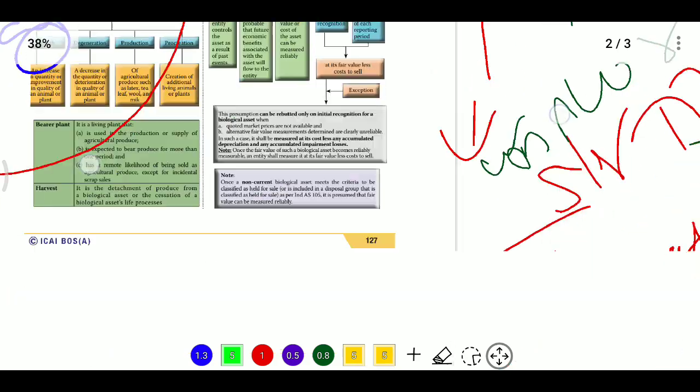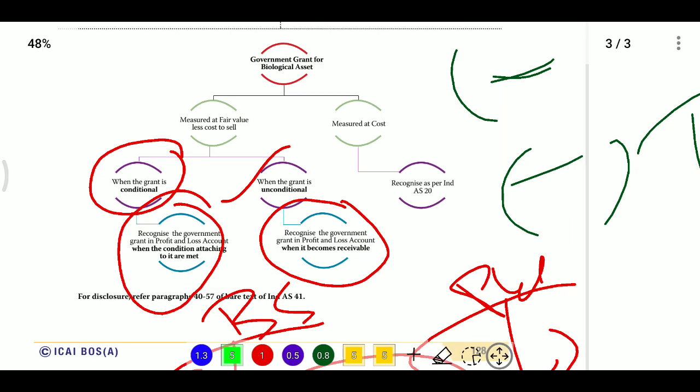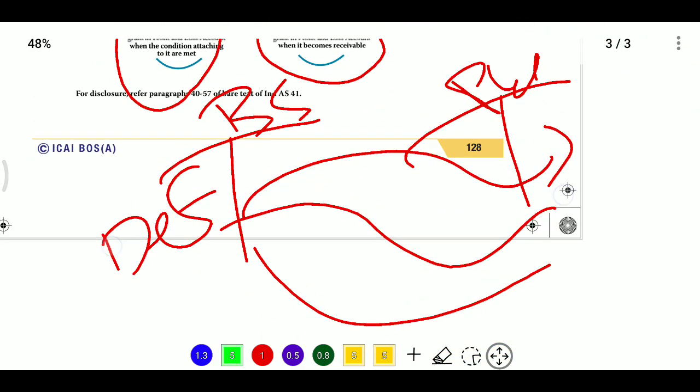And after that we discussed government grants related to biological assets. We need to see whether it is unconditional or conditional. If it is unconditional, it can be directly transferred to the profit and loss account. If it is conditional, the conditions will be fully refundable or partially refundable. If fully refundable, first transfer it to deferred income in the balance sheet. Whenever all the conditions are satisfied, only then do we transfer it to the profit and loss account. If the conditions are partial, for example related to expenditure, we need to transfer it to P&L over a period of time.